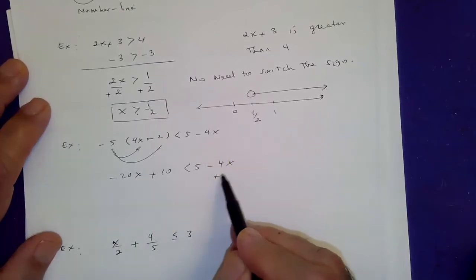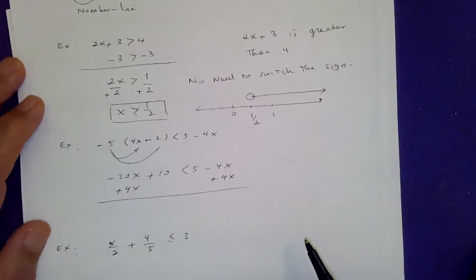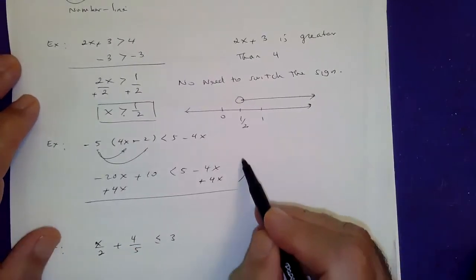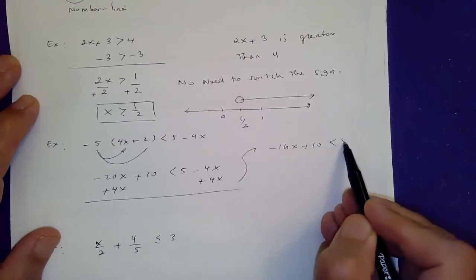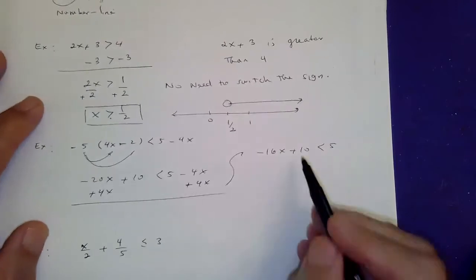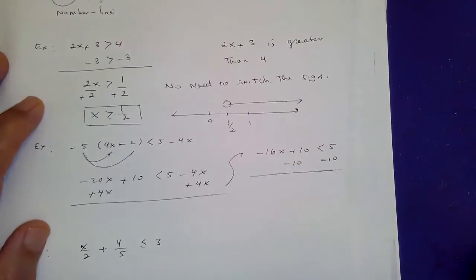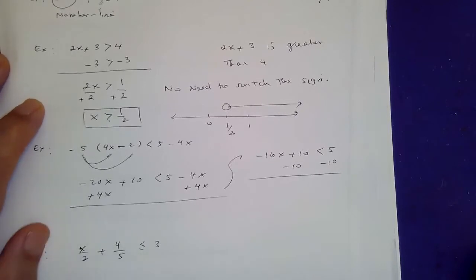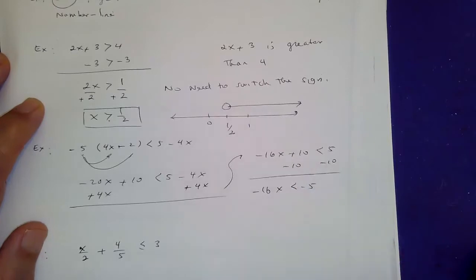Remember, the reason we collect the x's to the left is because we read the inequalities from left to right. So I'm going to add 4x to both sides, just like equations. So I get negative 16x plus 10 less than 5. Then, just like equations, I subtract 10, and I'm going to end up with -16x is less than -5.